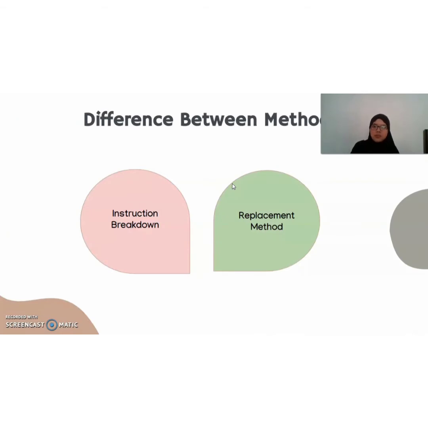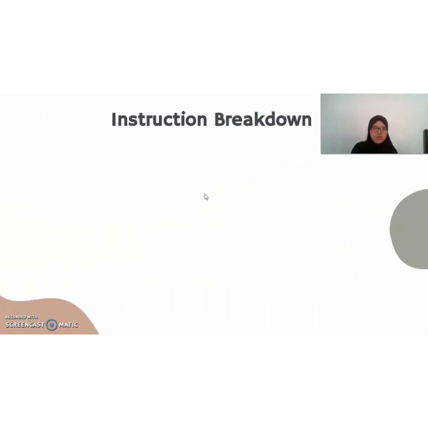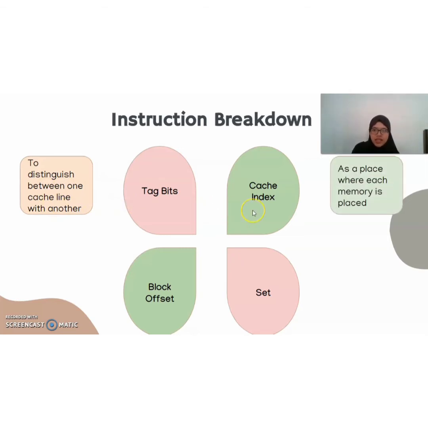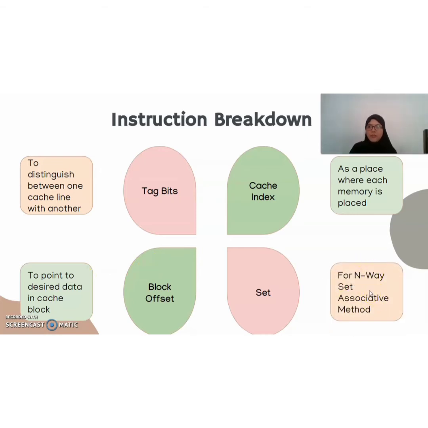The difference between methods lies in the instruction breakdown and replacement method. For instruction breakdown, there are four things to keep in mind: tag bits, cache index, block offset, and set. Tag bits are used to distinguish one cache line from another, while cache index is the place where each memory block is placed. Block offset points to the desired data in the cache block, while set is used to differentiate between the types of sets for the n-way set associative method.